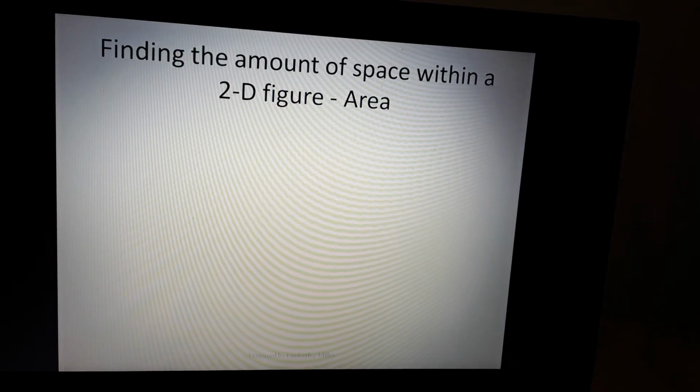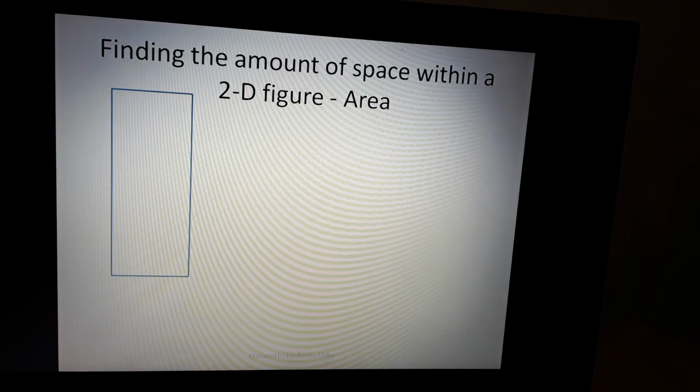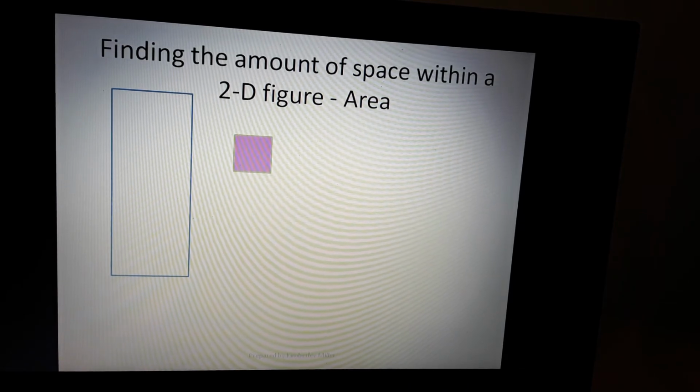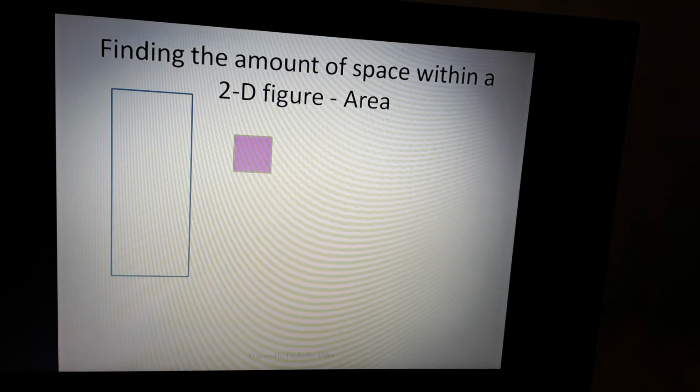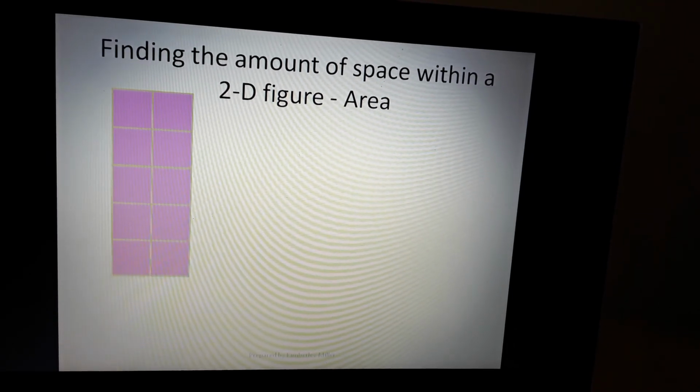Now finding the amount of space within a two-dimensional figure, otherwise called area. We have this rectangle. Now in order to find the area of this rectangle, we need to find the number of unit squares that can fit within the interior of the rectangle. Now 10 unit squares can be fit into this rectangle. So the area is 10 unit squares.